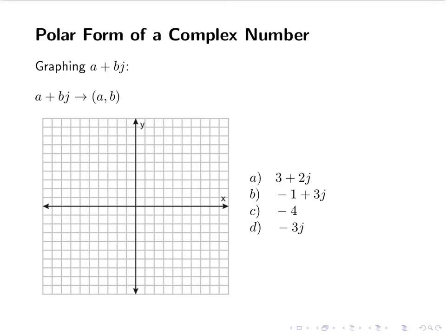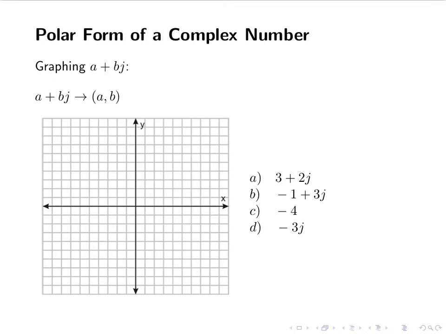Hello everyone, today we're going to look at the polar form of a complex number. Before we can get into the polar form, we're going to talk a little bit about graphing a plus bj. So what we're going to do is transform rectangular form into a coordinate system. So a plus bj is going to become the point (a, b).